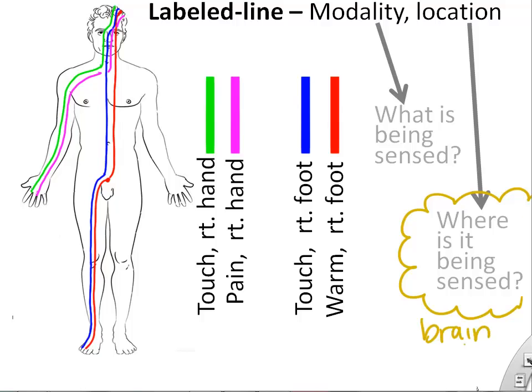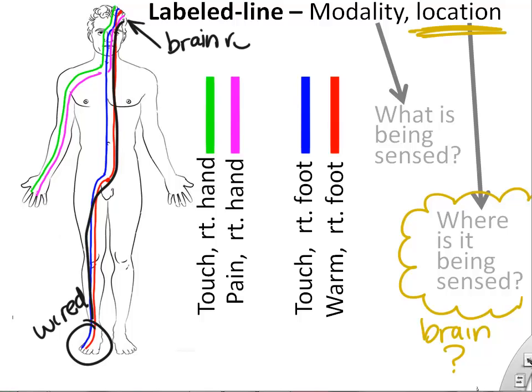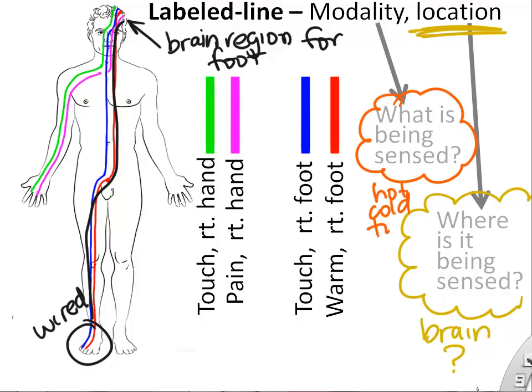Now, where is it being sensed? How does your brain know it's your foot and not your hand? Well, you're wired up to your brain, to your foot. You have a brain region that's used to getting signals from your foot, and when it gets signals, it knows, then my foot is feeling the touch.